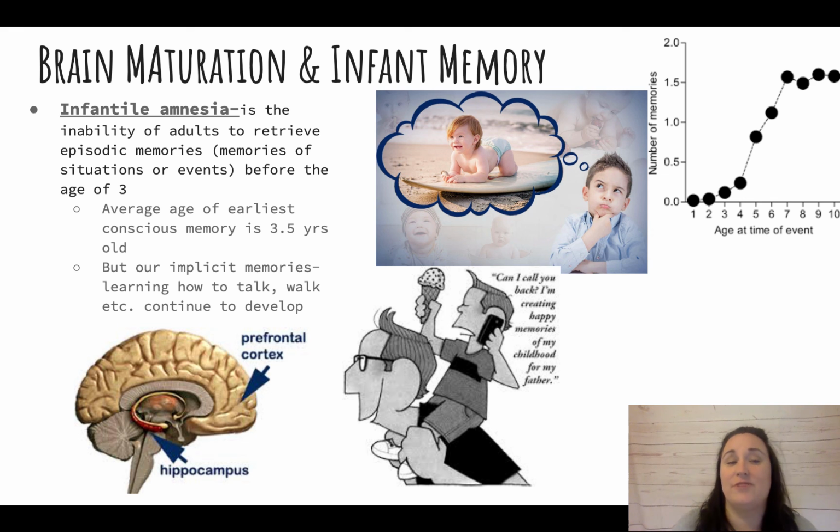Infantile amnesia is review, just the idea that we do not remember things that happened to us before age 3. We do keep our implicit memory, so our learning of language, our learning to walk, all of those things we keep with us, but we wouldn't be able to explain when we learned them or how we learned them because that's explicit memory. But implicit, we're able to keep skill.